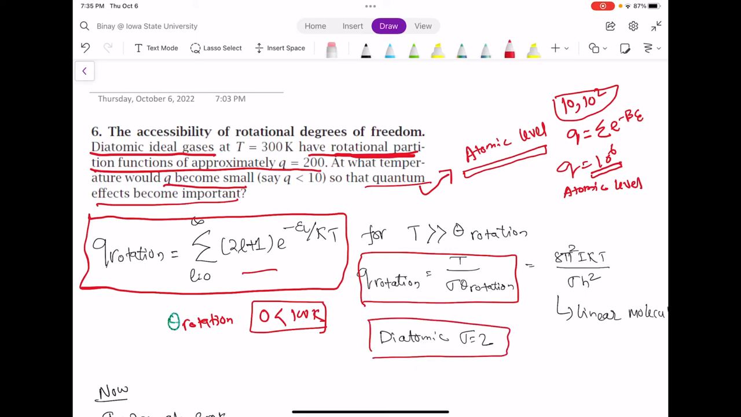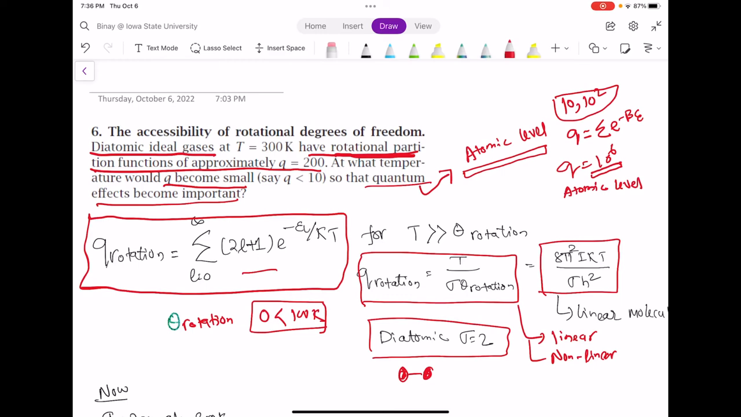Now there would be two conditions: the gas could be linear, or the gas could be non-linear. But a diatomic gas is always linear in shape, so we can write this formula. Otherwise, for a non-linear gas, the formula would be different. Okay, so now we have all the things.